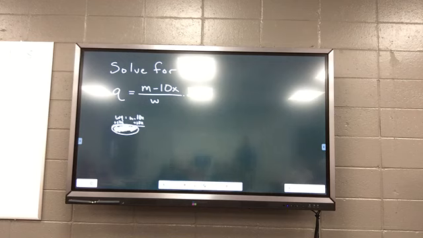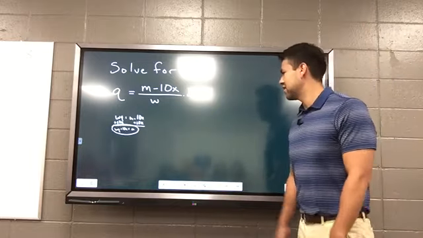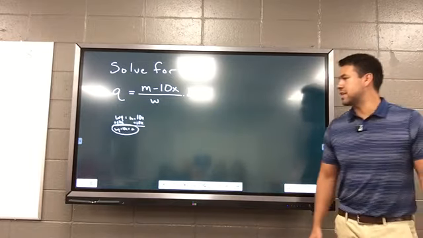What did I do next? If you can see it, that's kind of hard. I can see it. Sarah? You added 10x to both sides, and then the negative 10x and the positive 10x cancel out. What do I get? What's my final answer here? wq plus 10x equals m. Yes, wq plus 10x equals m.